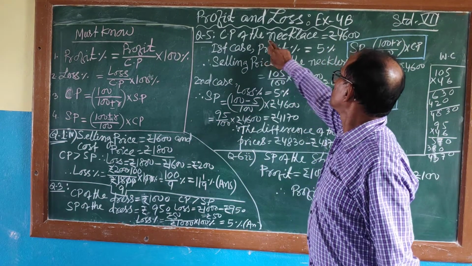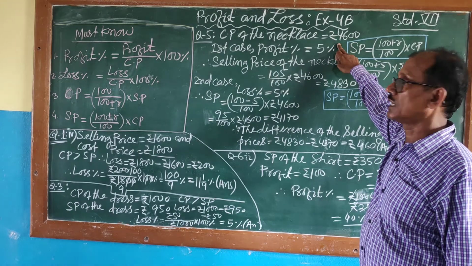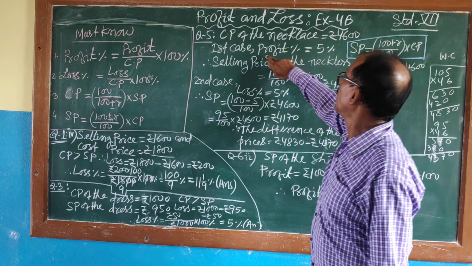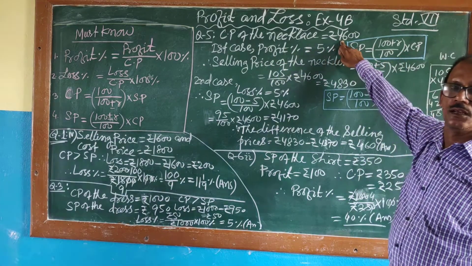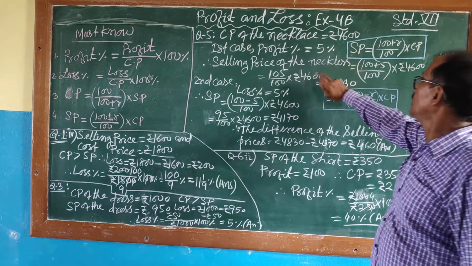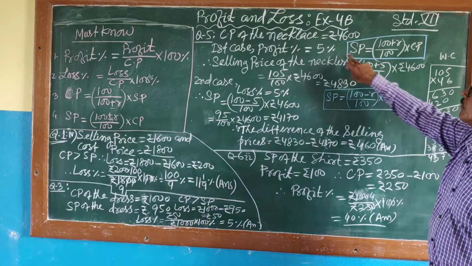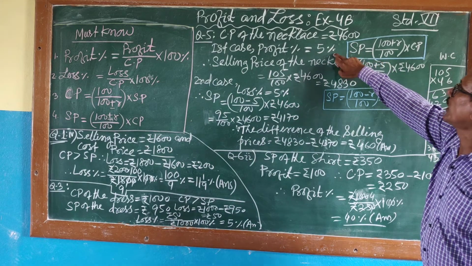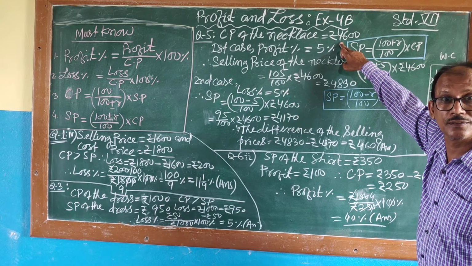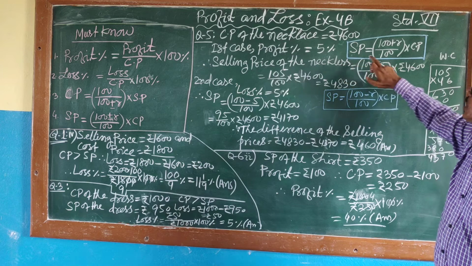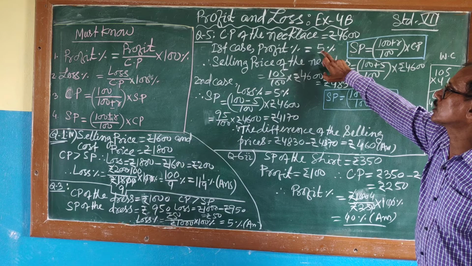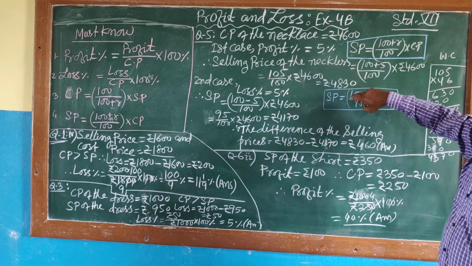First case: CP is already given to you, 4,600, and the profit percentage is given to you, 5%. Therefore, the profit is a percentage on CP, so you can find out SP. You can find 5% of this and add it to this, that formula you can also do, but in the case of SP you can't do that. But if you put it in this formula directly, SP, CP, loss percentage and profit percentage are given, you can find out SP.